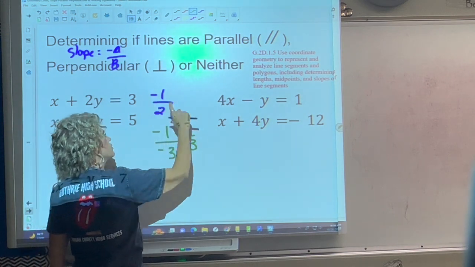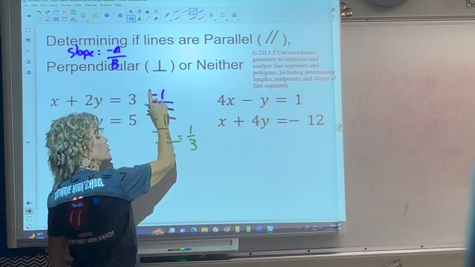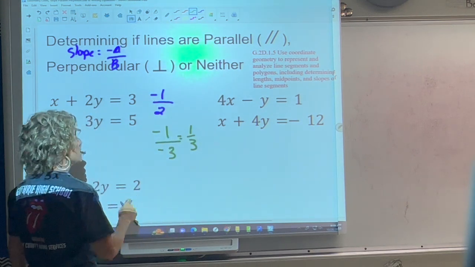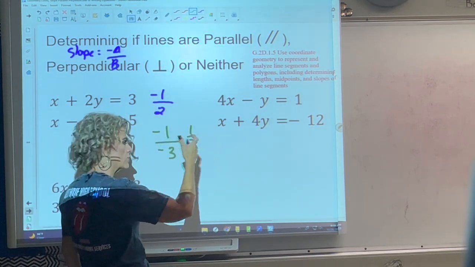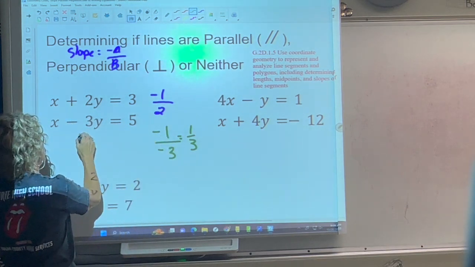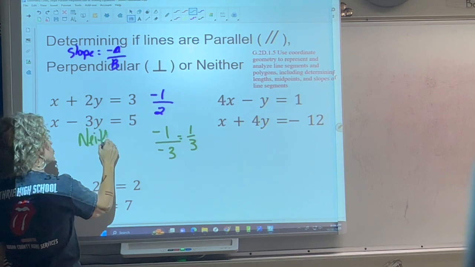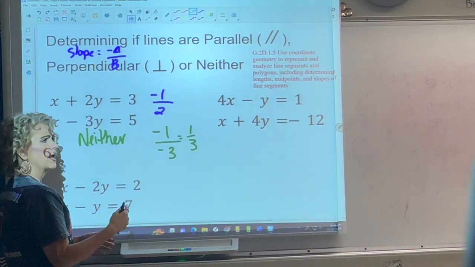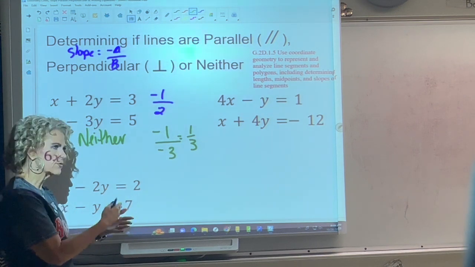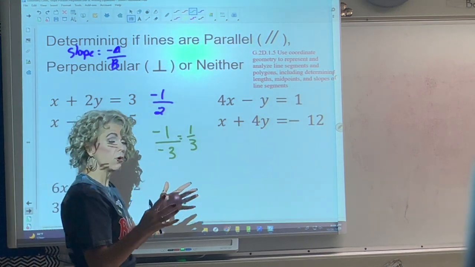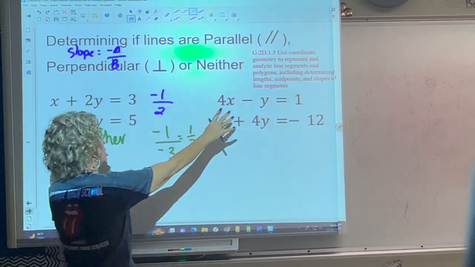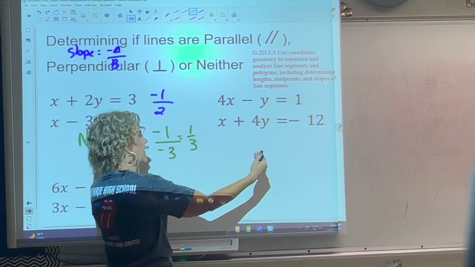Regardless, these two are not the same. That means they are not parallel, and these two are not opposite reciprocals. Now, one's positive, one's negative, but they are not reciprocals of each other. So these are neither parallel or perpendicular. And to show your supporting work when you give your answer as neither, they're neither parallel or perpendicular, your supporting work would literally show the slopes are not equal.